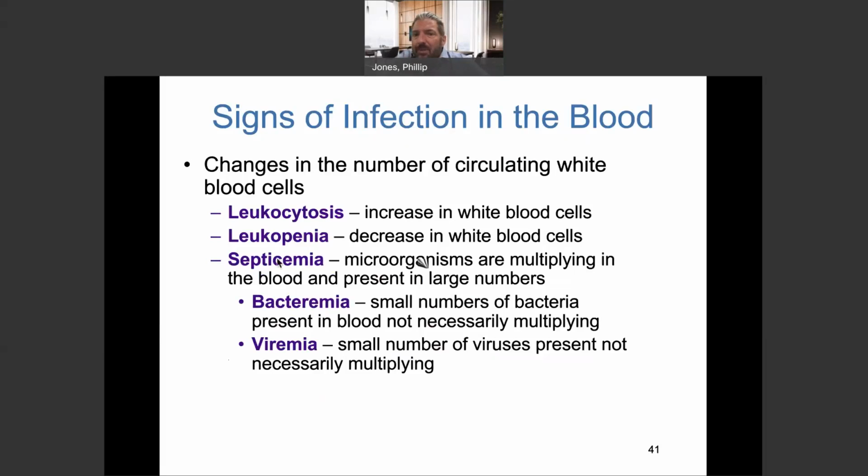So septicemia is microorganisms multiplying in the blood and present in large numbers. That's never a good thing. Bacteremia, obviously, is bacteria multiplying. Viremia is a small number of viruses present but not necessarily multiplying.